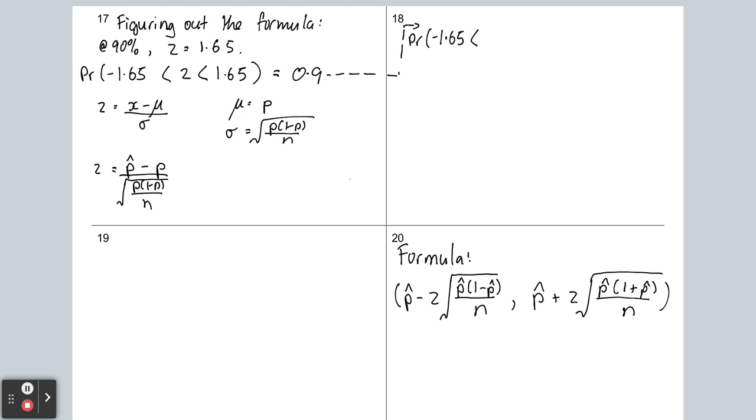And then instead of Z, I'm just going to write that big expression, P hat minus P all over the square root of P multiplied by 1 minus P all over N, is less than 1.65, is equal to 0.9. Okay, let's follow our nose a little bit.